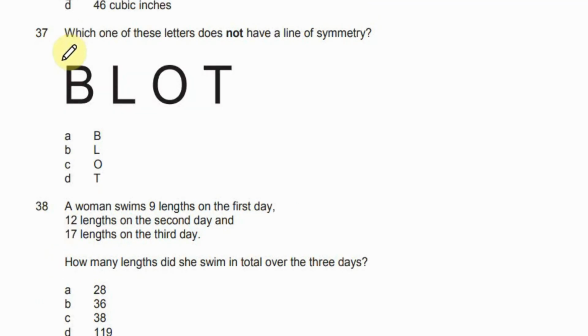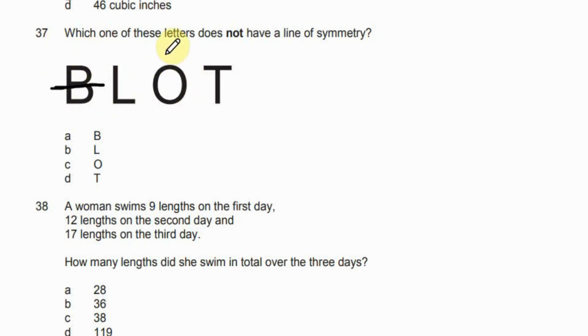All right guys, now we're looking at question 37. Which one of these letters does not have a line of symmetry? What do we mean by that? We want to find the letter that we're unable to cut into 2 equal halves. Now let's check out the B right here. Notice we can cut the B into 2 equal halves if we cut it horizontally like this. The same thing that is at the top is at the bottom down here.